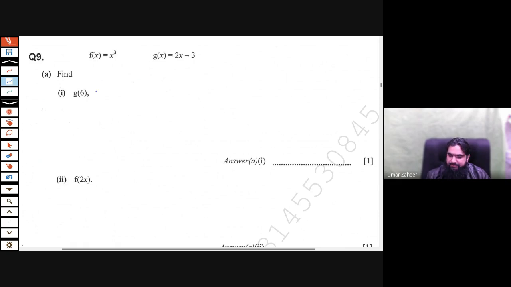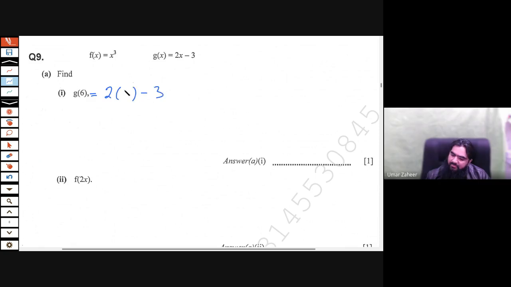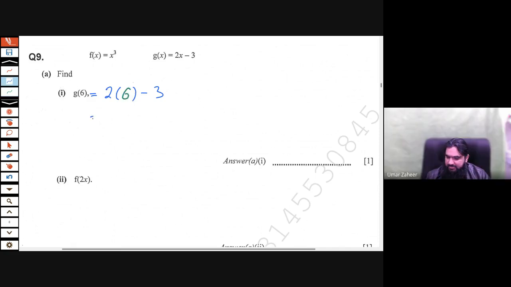Yes, Mustafa. g of 6. 2x minus 3. At the place of x, what do I have to substitute? 6, sir. 2 times 6 is 12. 12 minus 3 is 9.